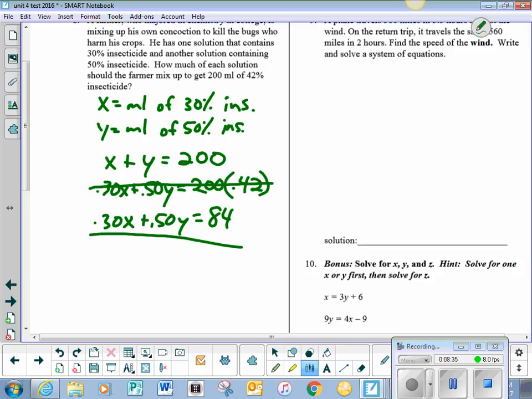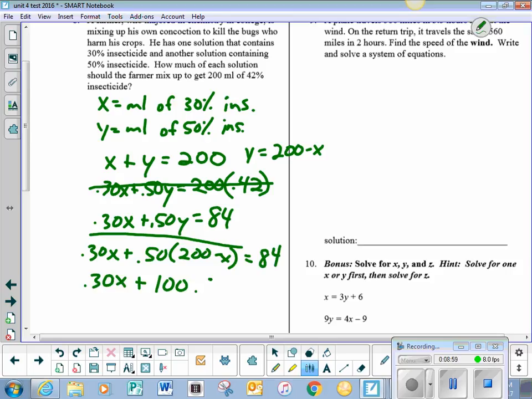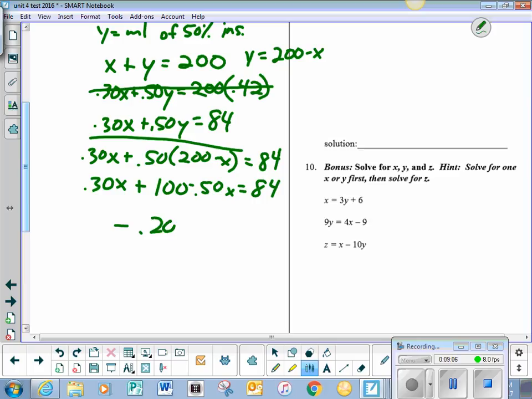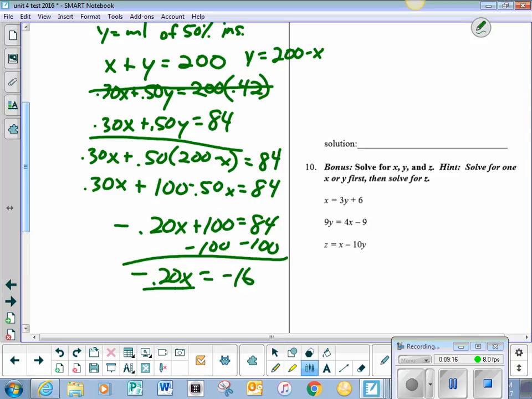Okay? I think it sets up nicely for substitution. So y equals 200 minus x. So 0.30x plus 0.50 times 200 minus x equals 84. 0.30x plus 100 minus 0.50x equals 84. So we get negative 0.20x plus 100 equals 84. Subtract 100, and we get negative 0.20x equals negative 16. Divide by negative 0.20, and we get x equals 80.